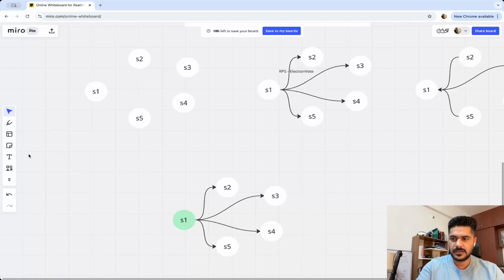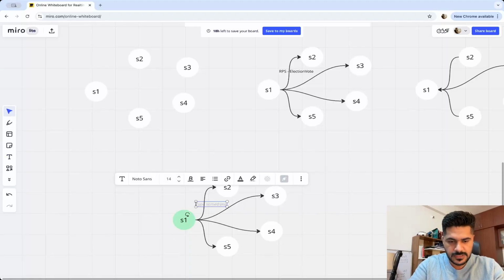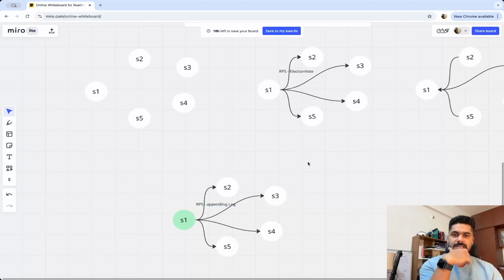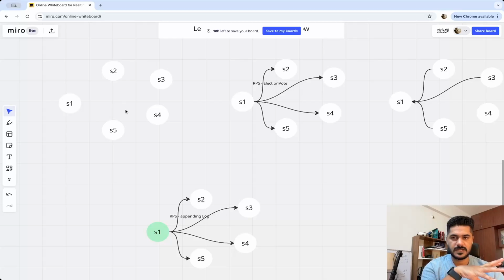It will be another RPC that you execute for appending the log, and we'll talk about this in the next one. But yeah, this is the happy path where somebody requested and it executes.